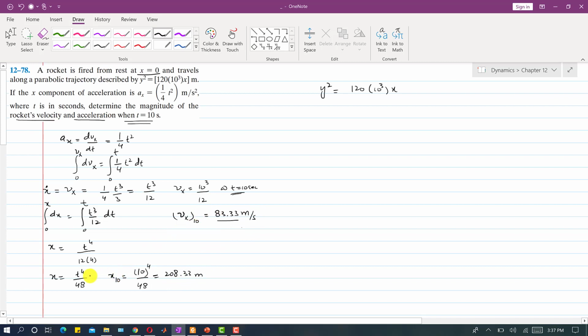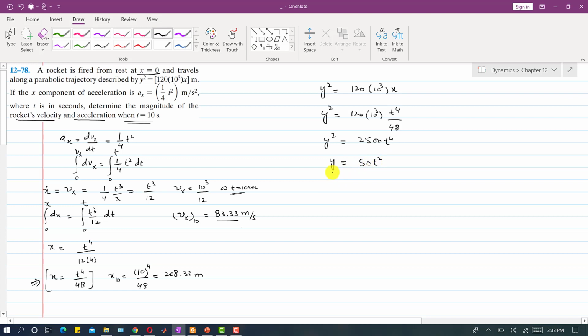Now we know this x of t function, and y is a function of x, so we can substitute the x function into this equation. We have x equals t to the power 4 divided by 48 and this is y squared. When we simplify, dividing by 48, this is 2500 t to the power 4, and if we take the square root, this is 50 t squared.